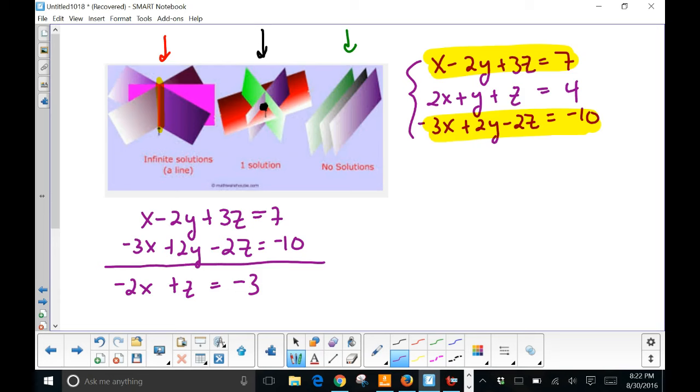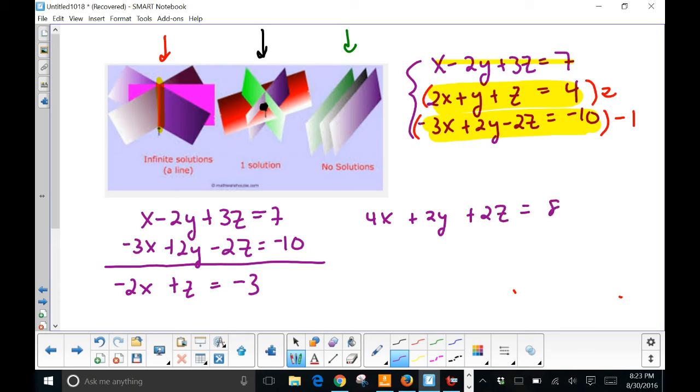Okay, with this said, I'd really like to have another equation with just two unknowns that I can combine with the one I just found. So what I'm thinking about doing is moving this line down here and asking, could I eliminate the y from those two? You can see pretty nicely that if I multiply the top equation by 2 and the bottom equation by negative 1, then when I add the two together, the y should drop out. If I do that, 2 times 2x is 4x plus 2 times y plus 2 times z equals 8.